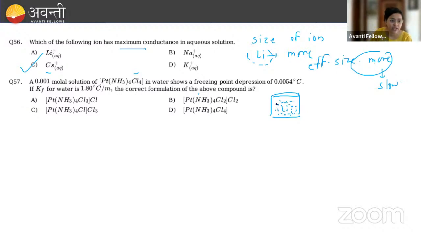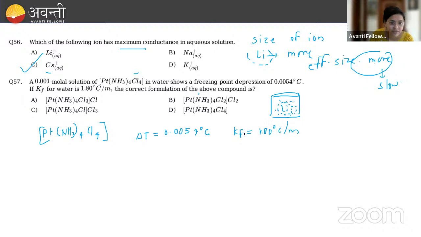So here we are given Pt(NH3)4 Cl4. I will write Pt(NH3)4 Cl4. So this is our complex. We are asked to determine the formula, and the freezing point depression is given to us, that is delta T. Delta T is given as 0.0054 degrees Celsius. Then we are also given Kf. Kf is equal to 1.80 degrees Celsius.